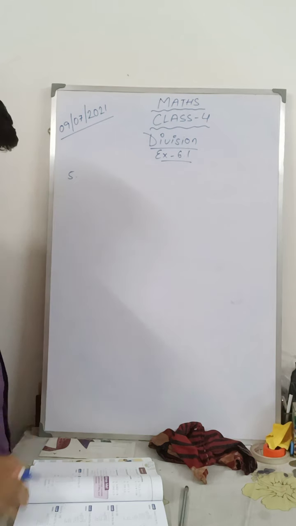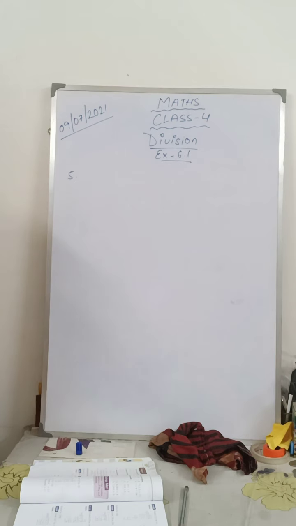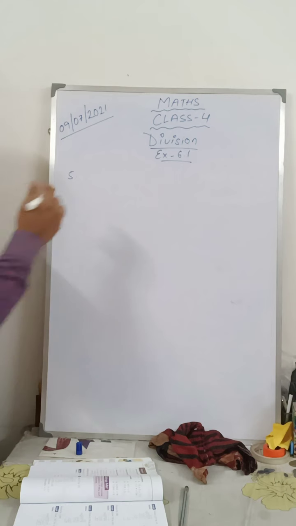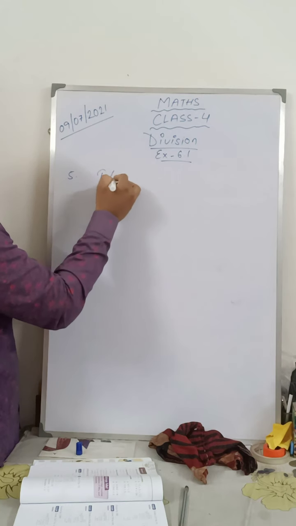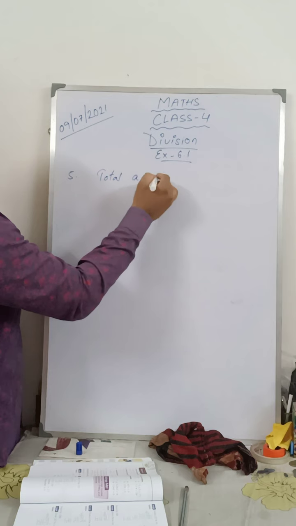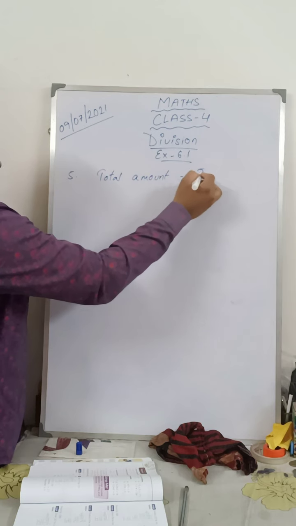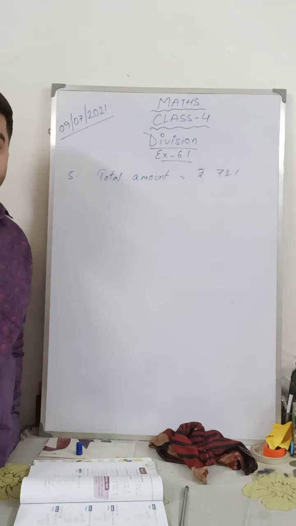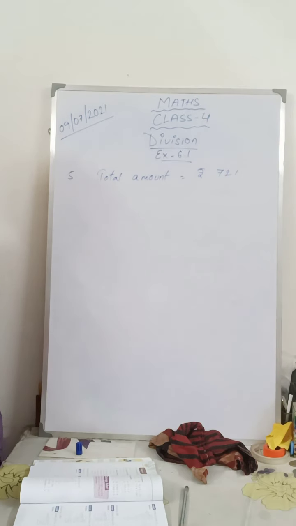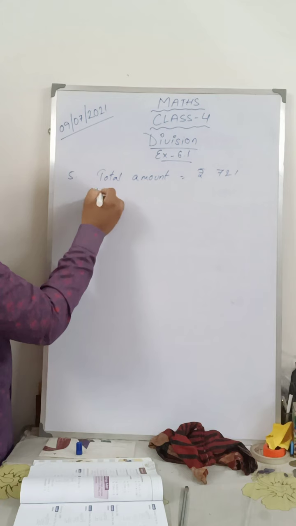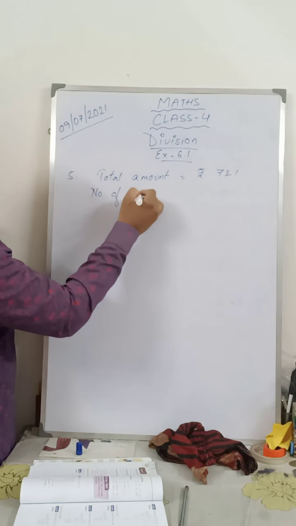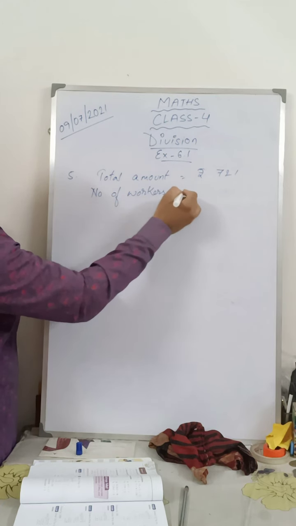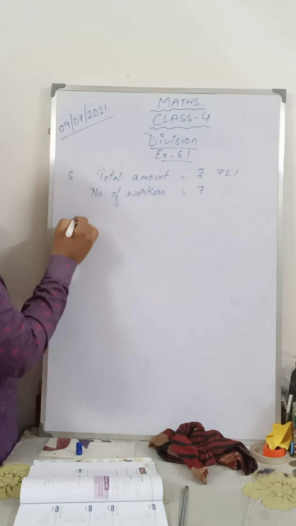Number 5. In question number 5, they have said there was a total amount of rupees 721. So total amount is equal to rupees 721, and that 721 is to be distributed among 7 workers. So how many workers were there? Number of workers is equal to 7.